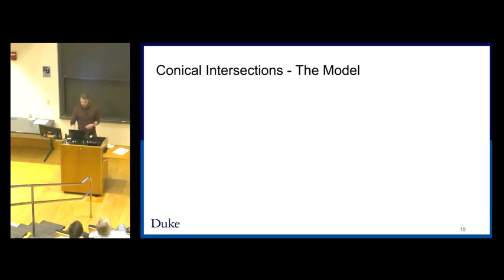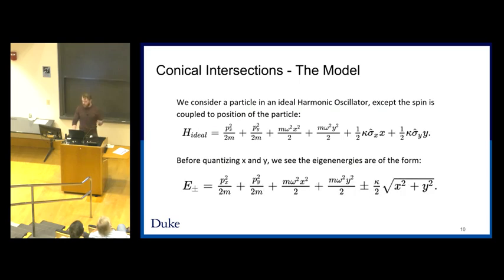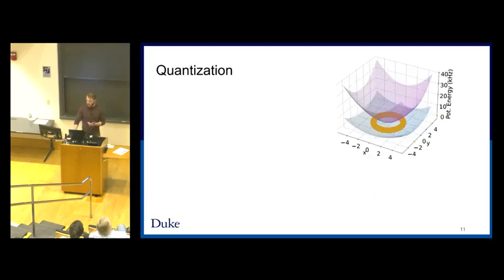So our specific model is going to be a little bit more complicated. We're just going to have a particle in an ideal 2D harmonic oscillator. You still get the spin-dependent forces on the end there, but now you actually have a little bit more structure to your potential energy surfaces. And before quantizing, you can look at your energies, in particular look at your potential energy and plot that.